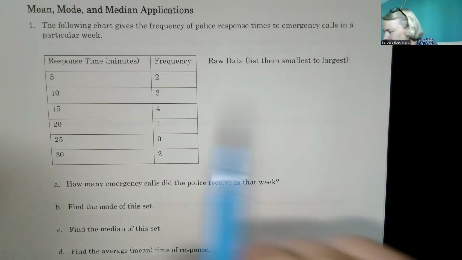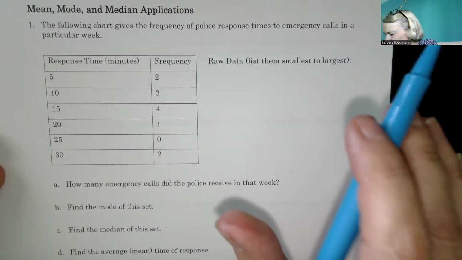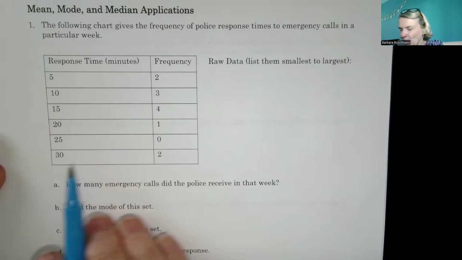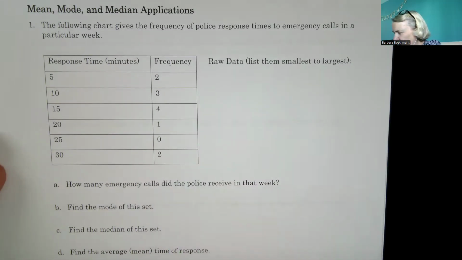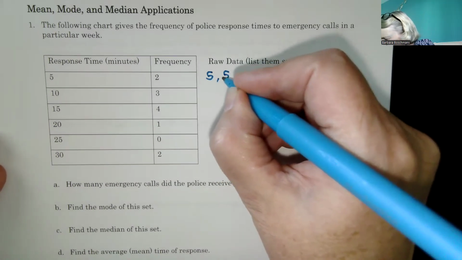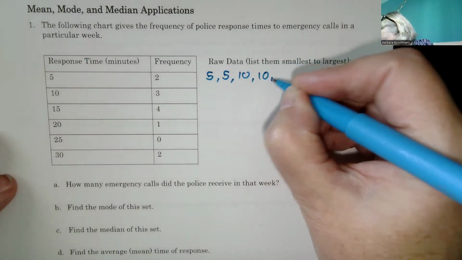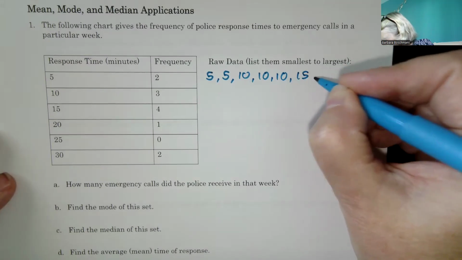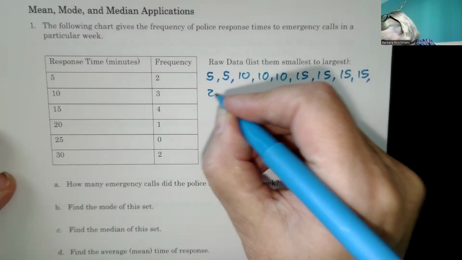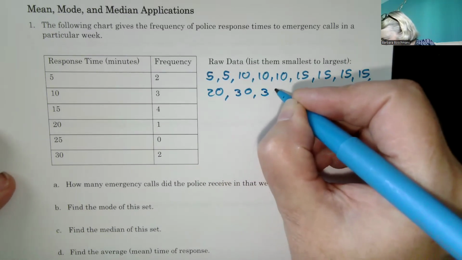Number 1 gives the frequency of police response times to emergency calls in a particular week. The left column is the response times in minutes, and the right column is the frequency. So the raw data: you have 2 five-minute response times, 3 ten-minute, 4 fifteen-minute, one that is 20, none that are 25, and 2 that are 30. So you do not include 25.